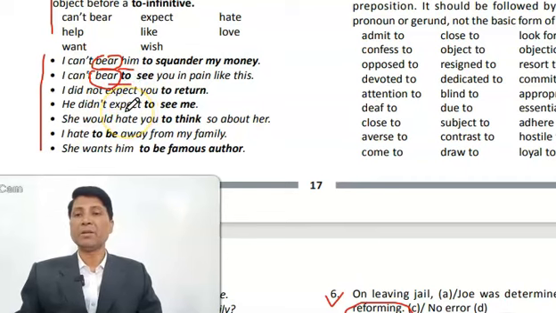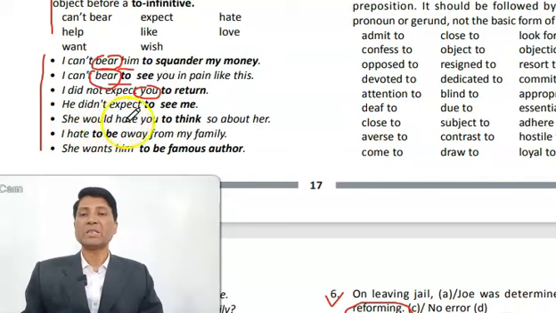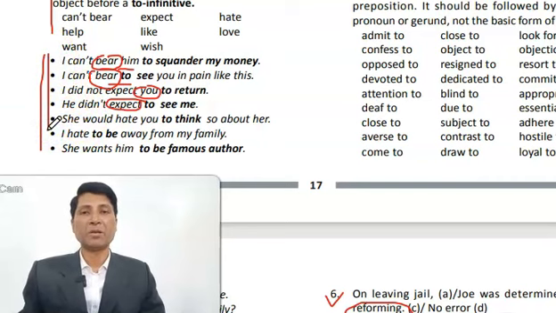In the next example, I did not expect you to return. So here expect is followed by an object. And in the next example, he did not expect to see me. So here expect is not followed by an object. So these examples are showing that some verbs may take an object after them and the same verbs may not take an object in some cases. Keep such verbs in your mind because they make you special.